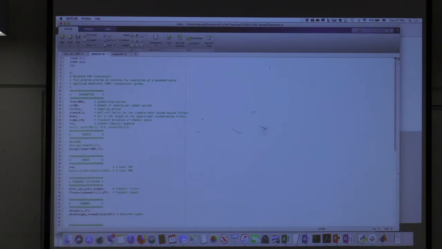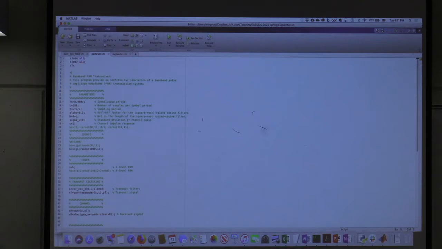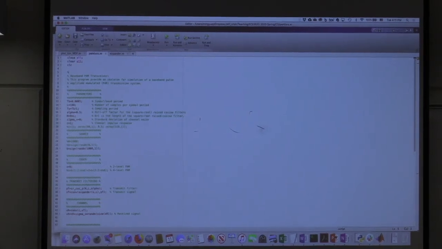Basically that is a communication system. That's exactly this, right? Of course, a digital version of this. We have this, and then we pass that through a square root raised cosine filter, and then we'll have the output. So that's exactly this one. Okay, so maybe, can I see that?